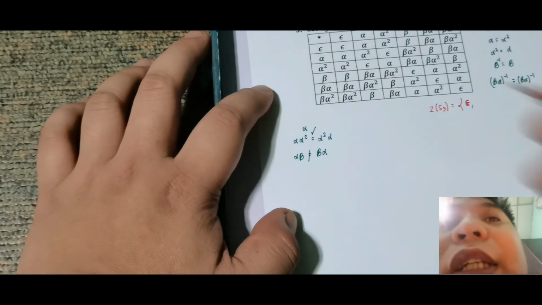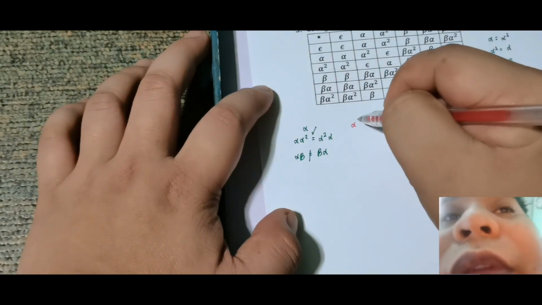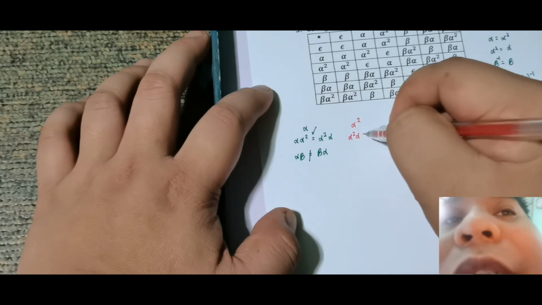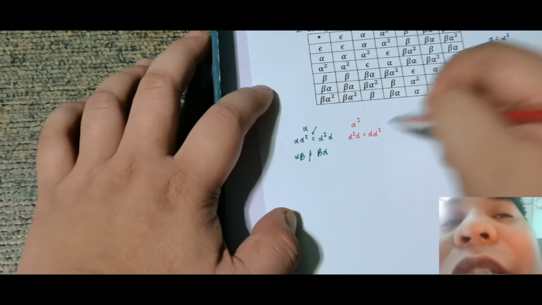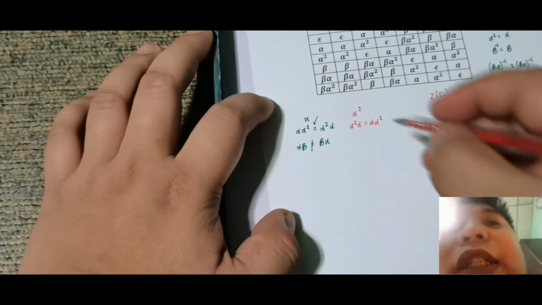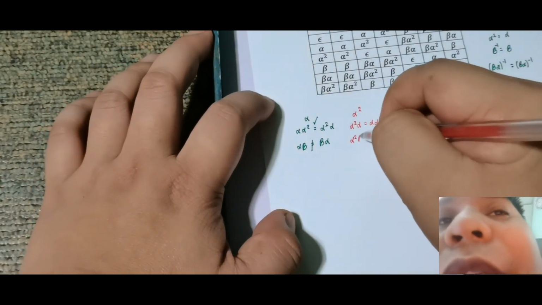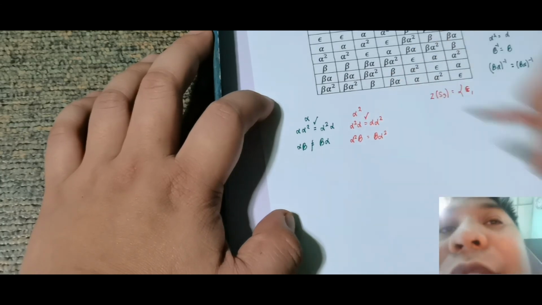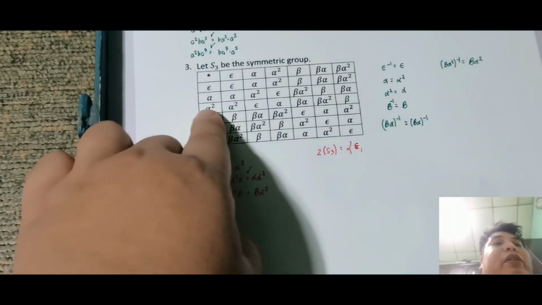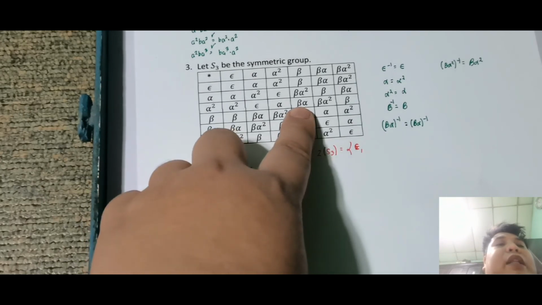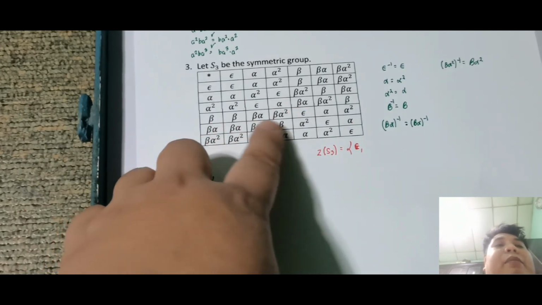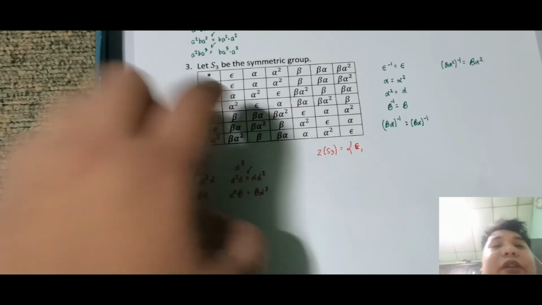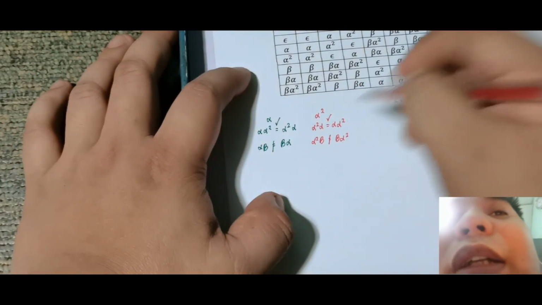Next is sunod kay alpha squared. Kunin natin si alpha squared alpha is equal sa alpha alpha squared, which is okay naman, obvious yan. Next is alpha squared beta equal sa beta alpha squared. So check natin. Alpha squared times beta is beta alpha. Beta times alpha squared is beta alpha squared, which is magkaiba yung sagot. So therefore, this is not equal.